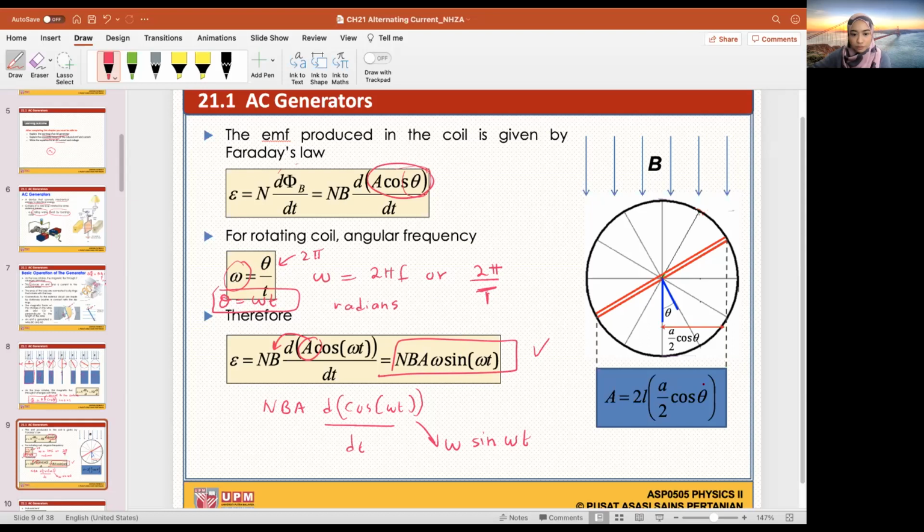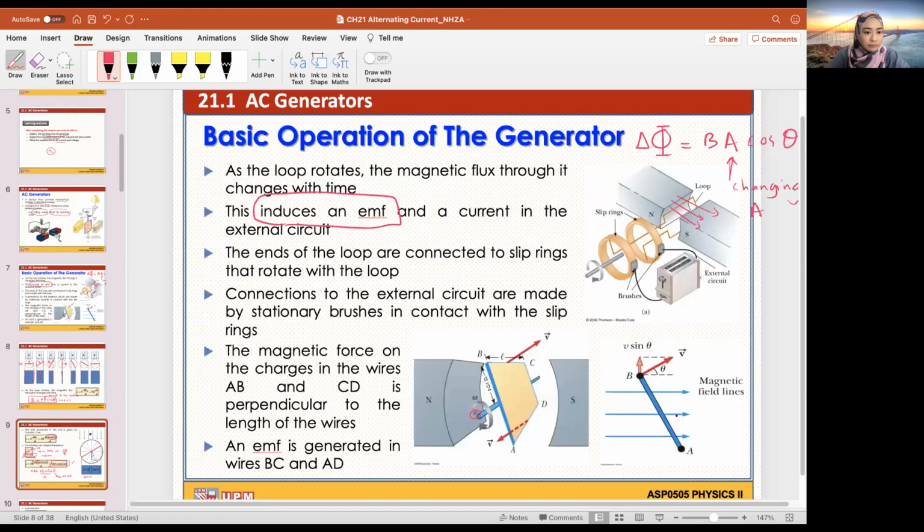Do we have to know this one? Wait. A equals 2LA over 2 cosine. This is specifically for the coil in your magnetic field. Is this one? No, where is it? Yeah, this one. So this is L, A over 2. Okay, this is L and this is A over 2.